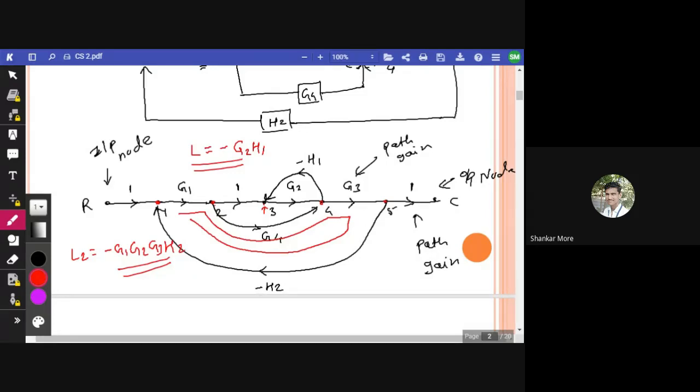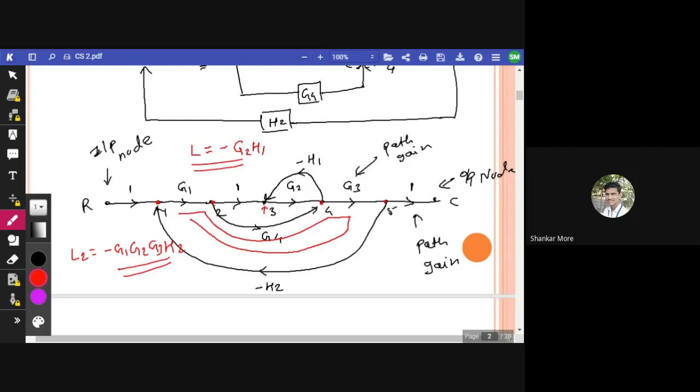Two forward paths are there. Which one? See, we are starting from R. G1 into G4 into G3 is the first path. All right, and second one is G1 into G4 into G3. That is second path. Okay, so forward path, and we have to calculate what? We have to calculate loops also. So these two things are very important: forward path and loop.